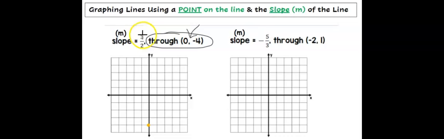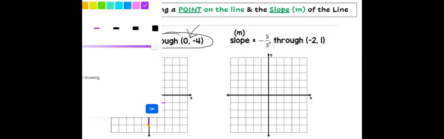Okay, from that point, I am going to rise 3 and run 2. This is like a stair step. So I'm going to go up 3, and then I'm going to go right 2. Make that right triangle, except I don't have the line yet, so I'm just making the triangle. Then I'm going to plot a point there.